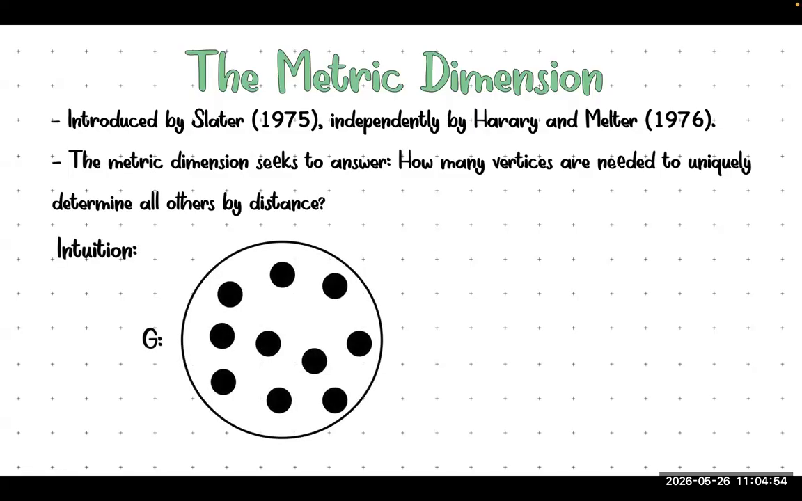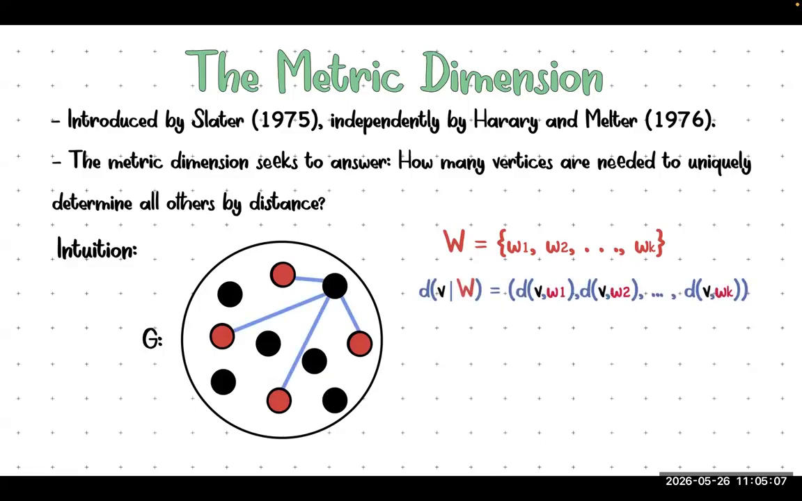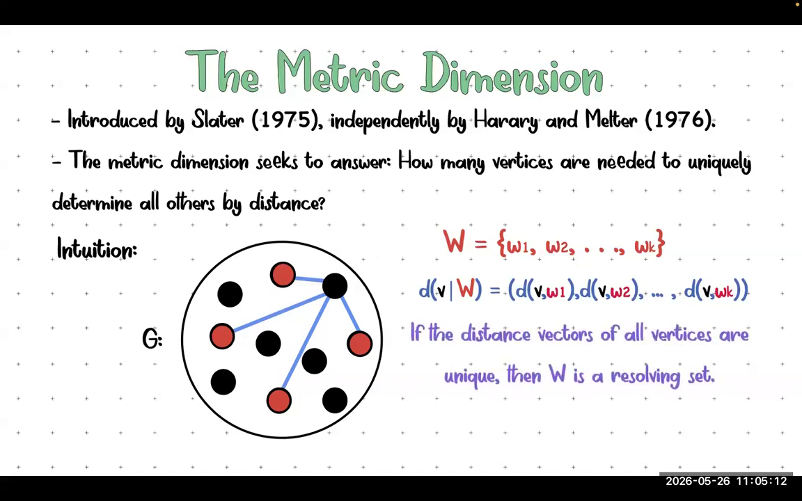So I'm going to give the intuitive definition. Take a graph with some vertices. We're going to choose a subset of them and label them. And then for any other vertex, we're just going to take the distance. This is going to give us a distance vector, and we're going to do this for all the other vertices as well. And we say that W is a resolving set if all the distance vectors are unique. And then the metric dimension is just the minimum W that we can find that resolves the whole graph.